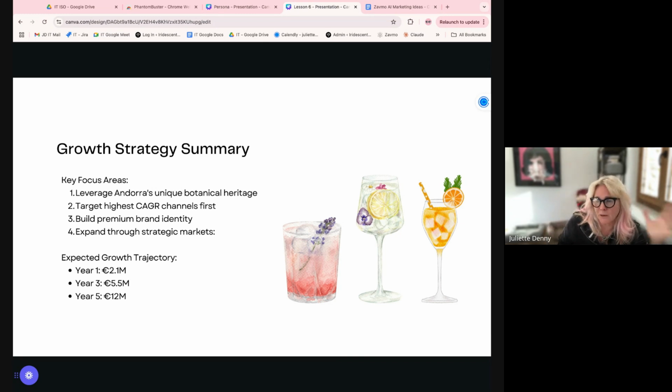So we believe that by pursuing this strategy, by leveraging Andorra's unique botanical heritage, we're going to be able to get into the door of some really fancy exclusive places. We're going to start building the story, building the narrative. We're going to target the highest growth channels first, and through that, build a real premium identity. We're going to solidify that in Andorra before we move out into other markets.